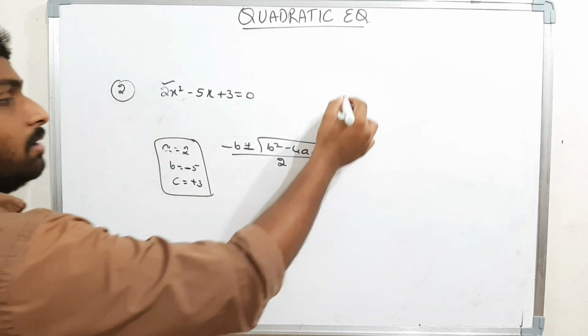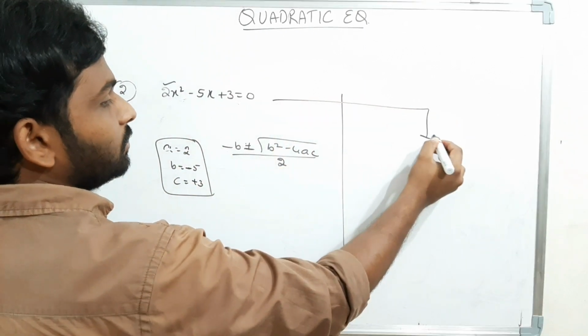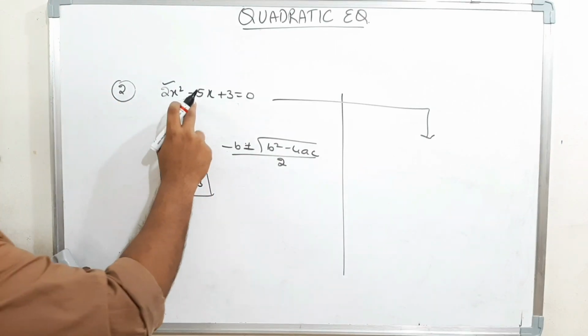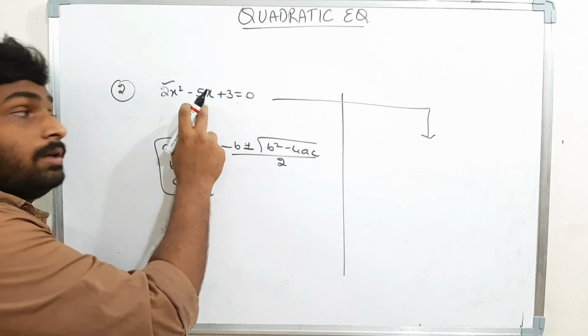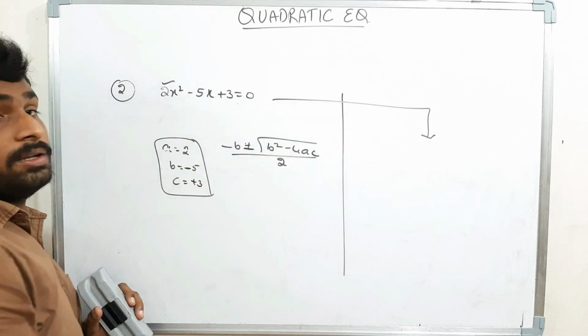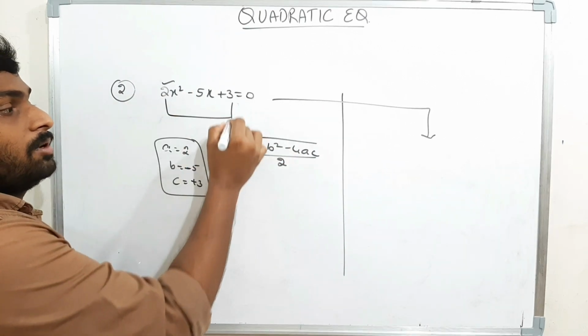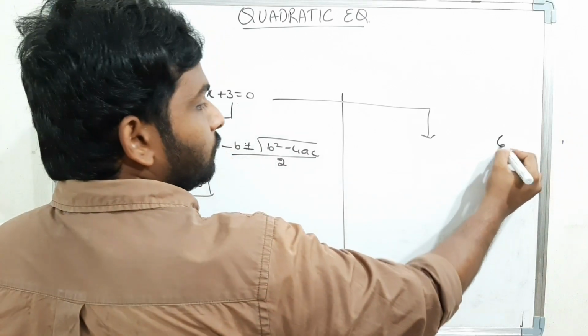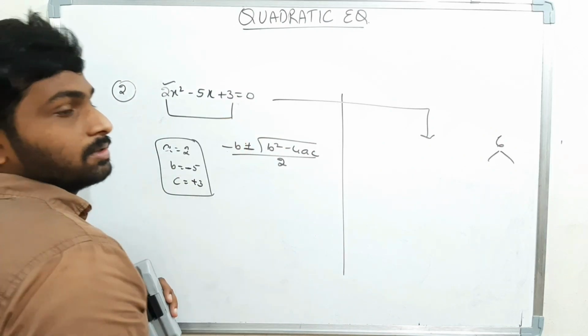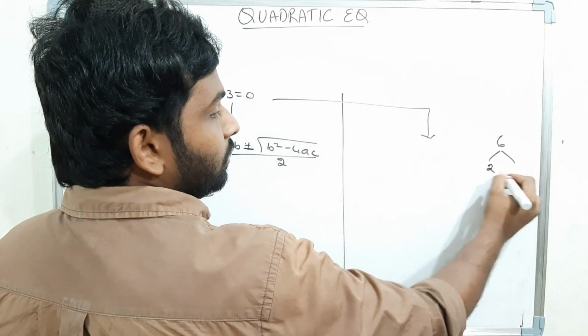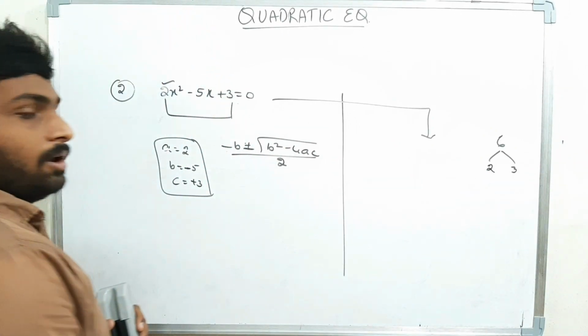Or I can do it by another method. What is that? Factorization method. This is a simple equation, and if it is a simple equation, I can solve it by using factorization. That is, a into c is how much? 6. I have to factorize 6 in such a way that I will get 5x. Therefore, what is the factorization? 2 into 3.